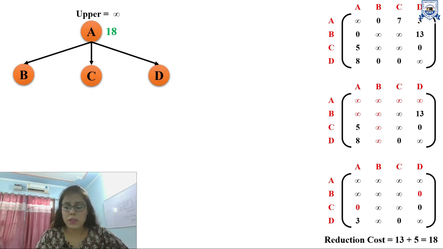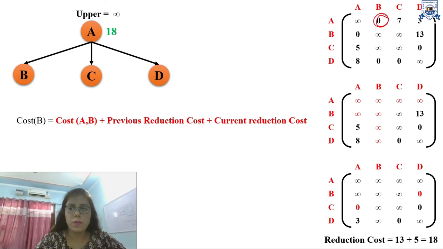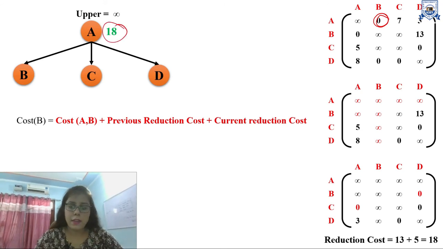So we will calculate the cost of B now. The cost of B is the cost of A to B, and the cost of A to B was 0. The previous reduction cost is 18, and the current reduction cost is again 18. So the total cost is 0 plus 18 plus 18, that is 36.